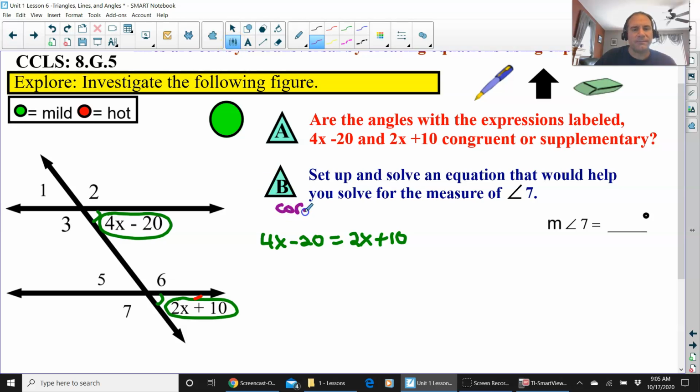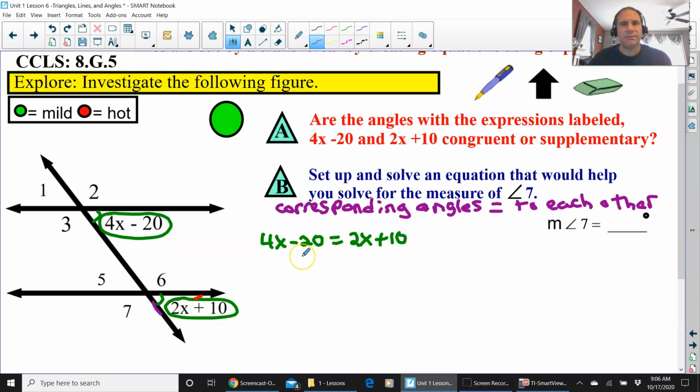Corresponding angles are in the same location. And they're equal to each other. They're in the same location. This is in the lower right. This is in the lower right. So setting them equal to each other is correct. Now go ahead and solve, and then substitute to solve the measure of angle 7. Press pause and try the problem now.